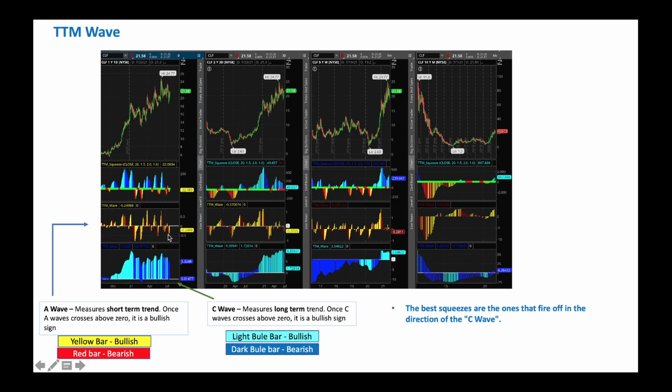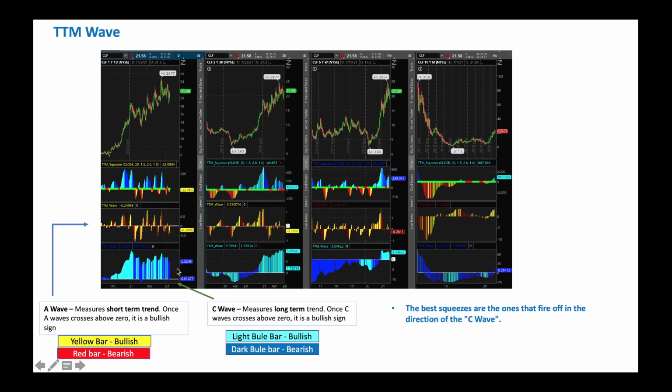But as you look through here, there are some yellow bars. They are becoming shorter in size or length. Yellow bars are bullish, as you can see here. Even though it's below zero, there is some bullishness to this. But if you look, the longer-term C wave is above zero. The light blue is bullish, the dark blue is a little bit bearish. Right now it's above zero, but a little bit bearish. But John Carter says as long as it's above zero, then you can go long.